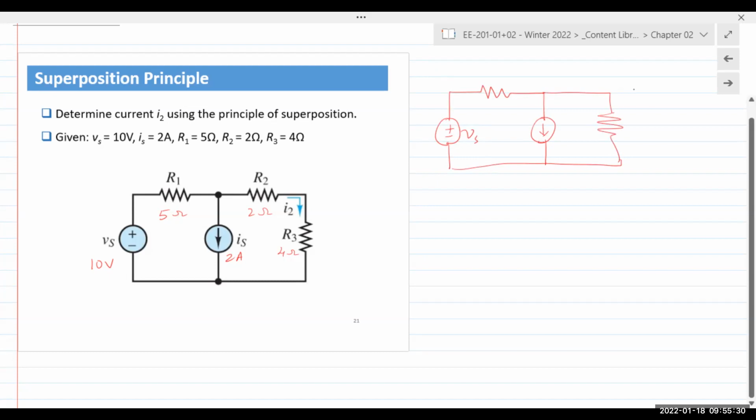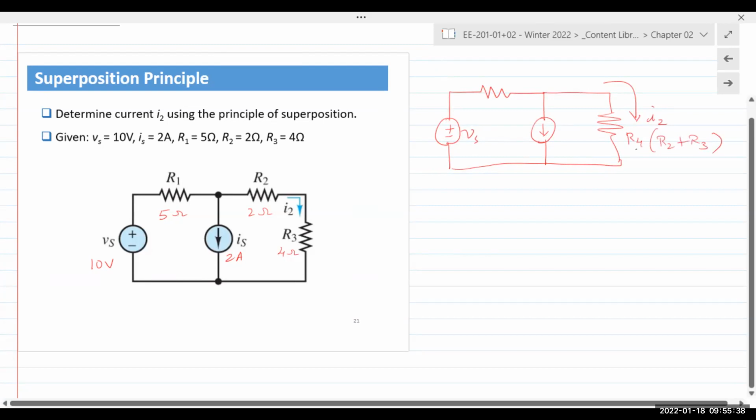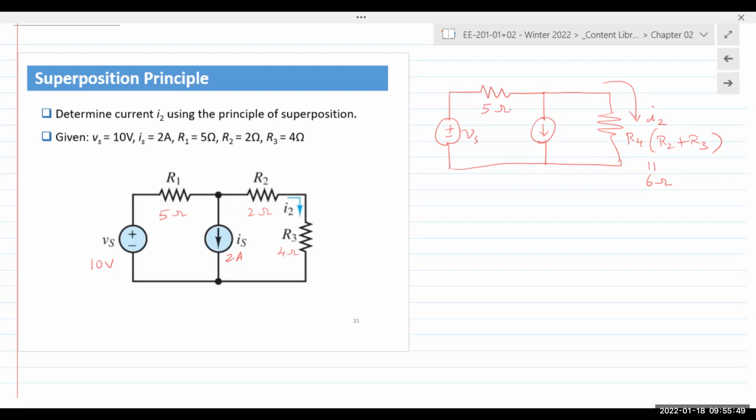And I2 is still coming down here. R4 is simply R2 plus R3, and so that should give me 6 ohms. This is 5. So 2 sources, and I just have one quantity to find. That means I need to analyze only twice, or once for each of these sources, right?